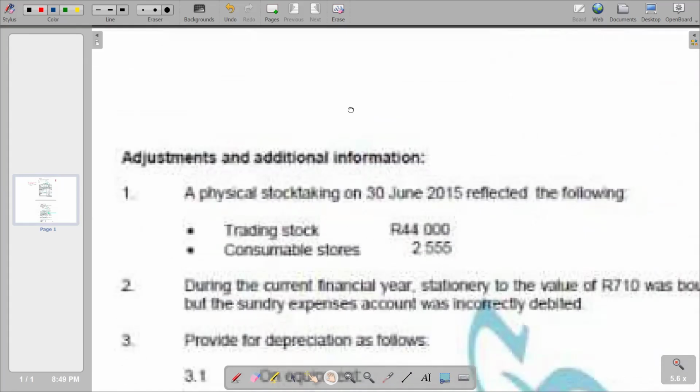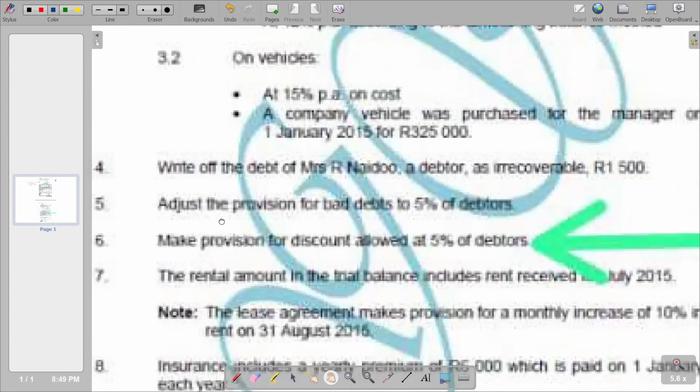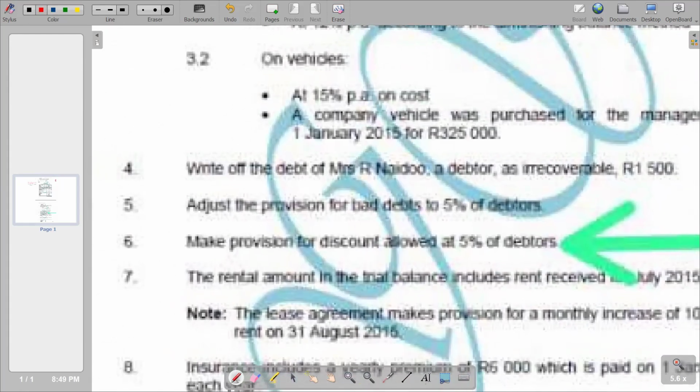So if you come here, you would see that on item 4, it's saying write off the debt of miscellaneous debtor as irrecoverable, 1,500. This one is the additional information. It means it was omitted, so we need to subtract it. When we subtract it, that's when we are going to find the figure for calculating provision for bad debts.